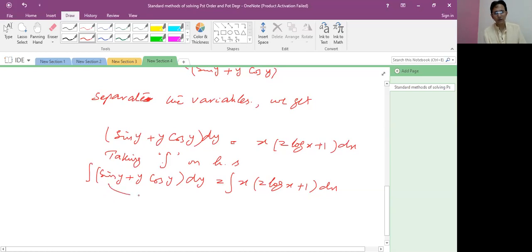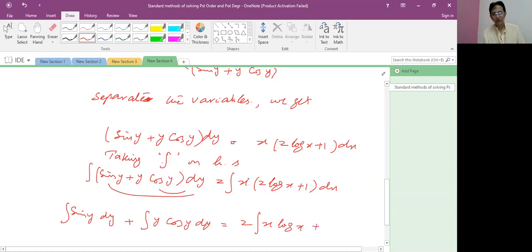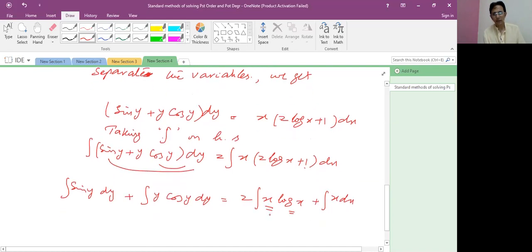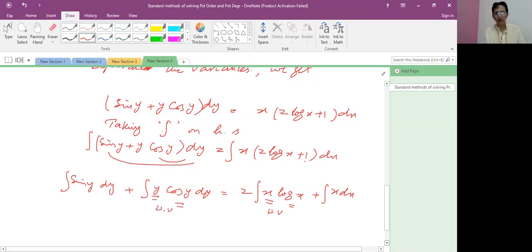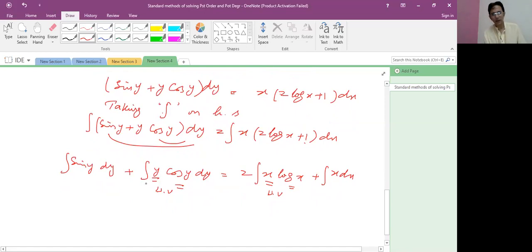You know very well, student. First we separate the variables, then we integrate sin y into dy plus y into cos y into dy, which equals, similarly, x times log of x multiplied by 1, that is x into dx. If we consider, student, there are two variables, that is u into v in the integral. This method is called integration by parts. According to integration by parts, we will find the integral of this term and this term. The integral of sin y is minus cos y.